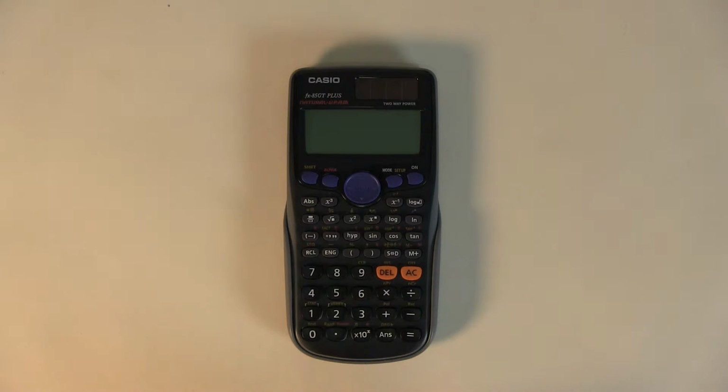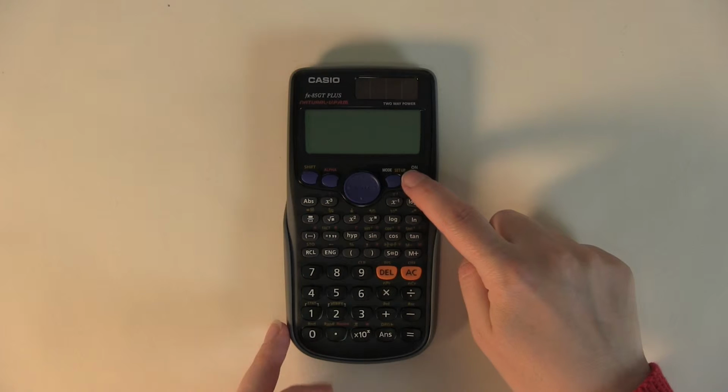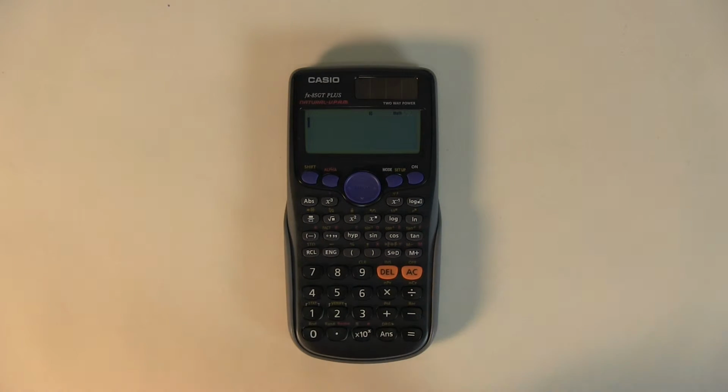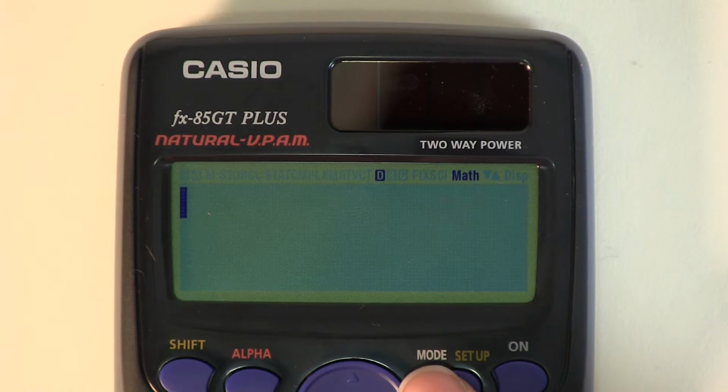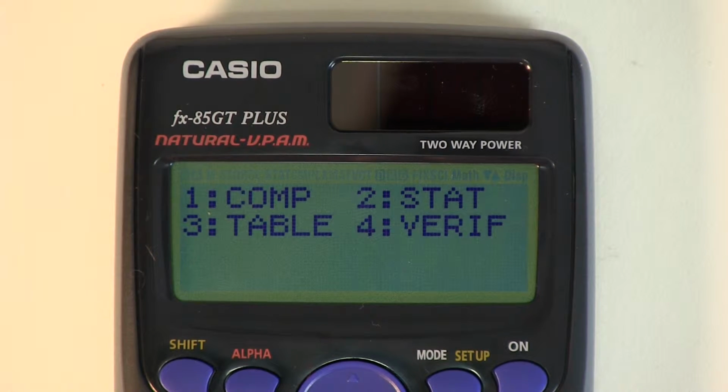Okay, so turn on the calculator. And then what we're going to do now, we're going to look at the different types of modes. So where is the mode? Well, the mode button is just right next to the on button. When you press this, 4 different modes will turn up.